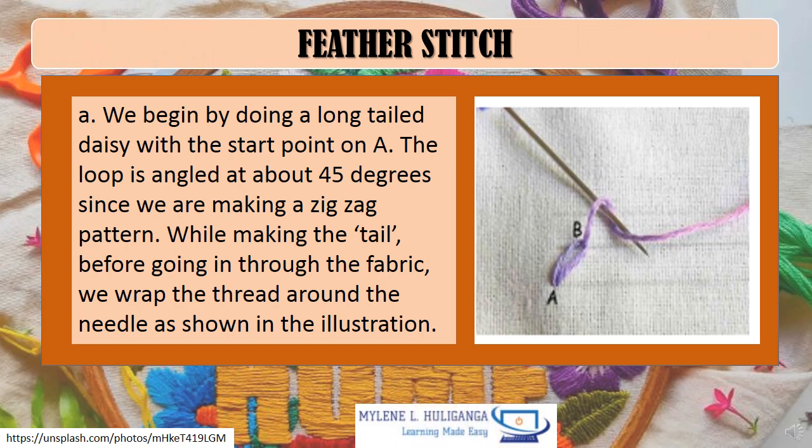Feather stitch. We begin by doing a long-tailed daisy with the start point on A. The loop is angled at about 45 degrees since we are making a zigzag pattern. While making the tail, before going in through the fabric, we wrap the thread around the needle as shown in the picture.